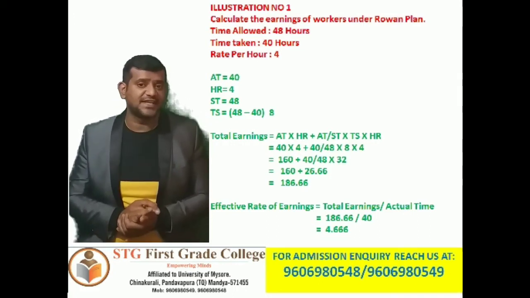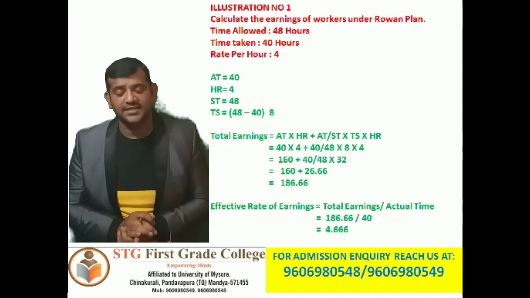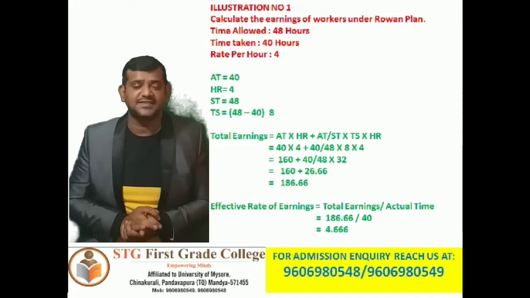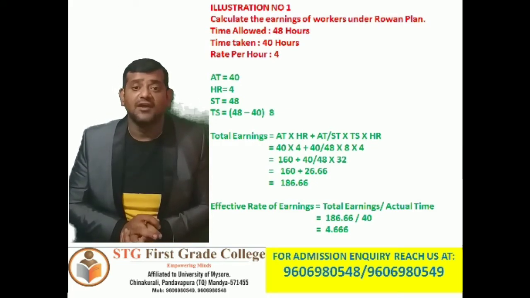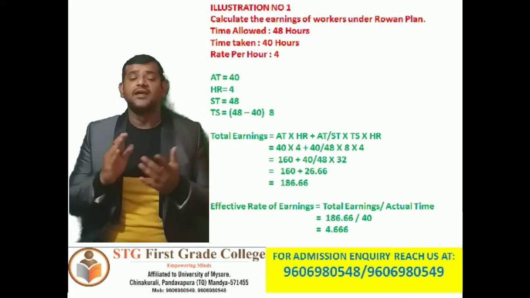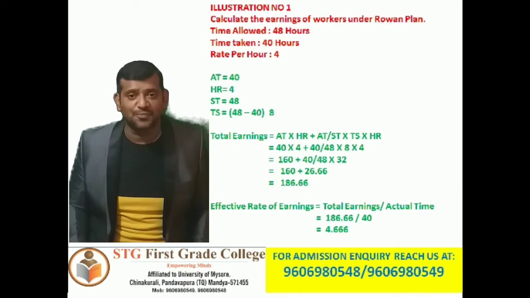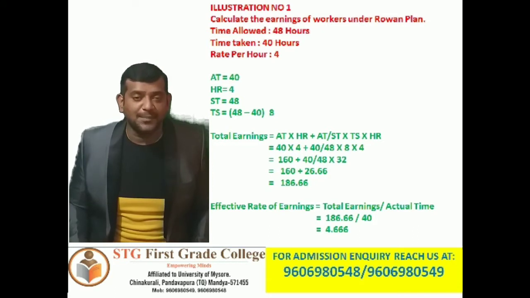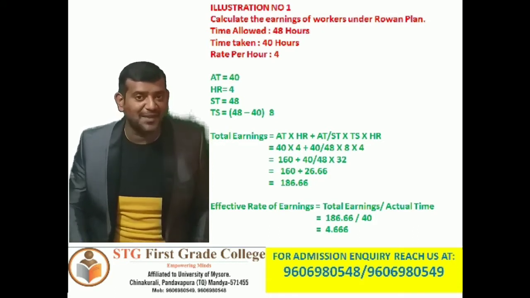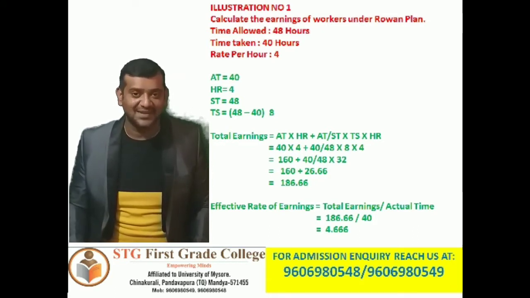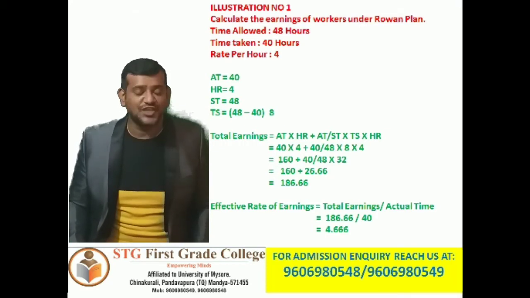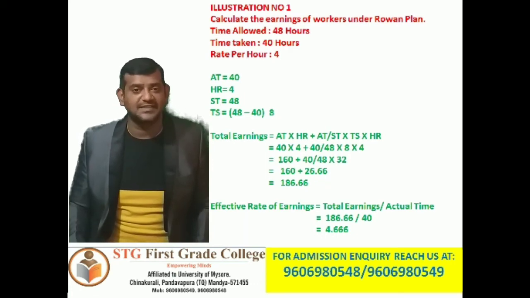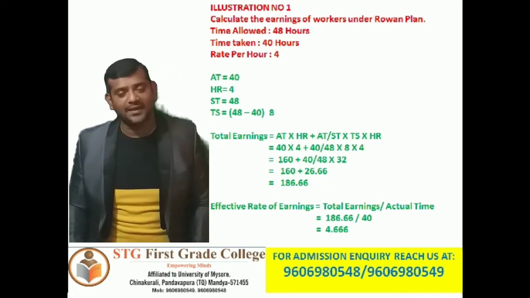Effective rate of earnings equals total earnings divided by actual time. That is 186 rupees 66 paise divided by 40 hours, the actual time. So effective rate of earning is 4 rupees 66 paise. I believe you have understood very well. I am done with illustration number 1. It is very easy. You just have to learn the formula. If you don't learn the formula, you won't understand. Clear? Both Rowan and Halsey.